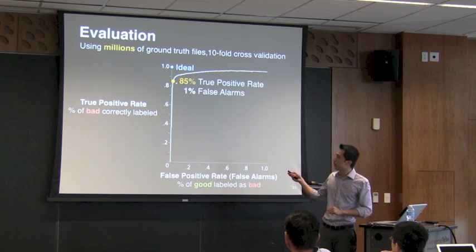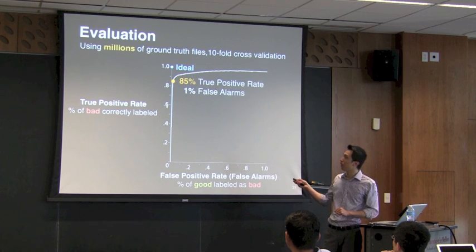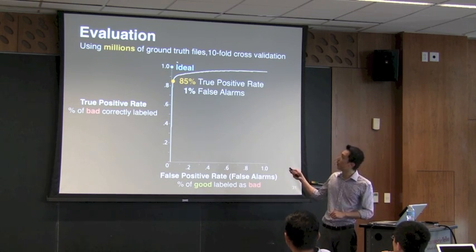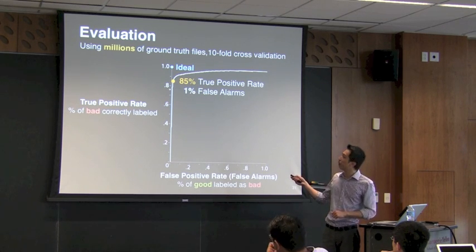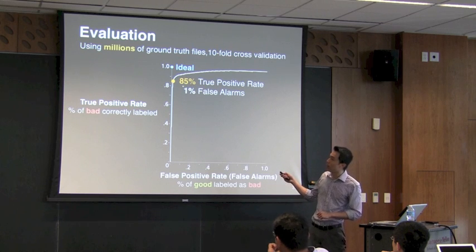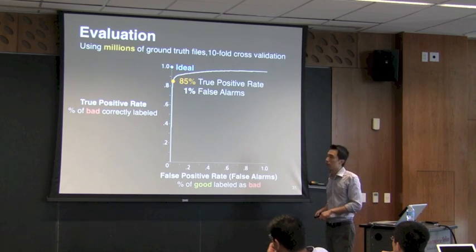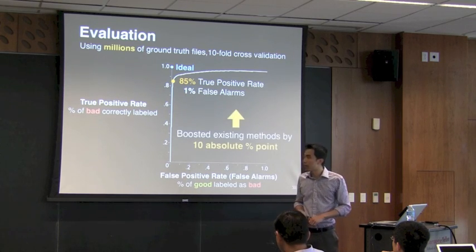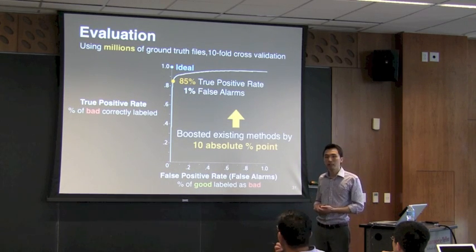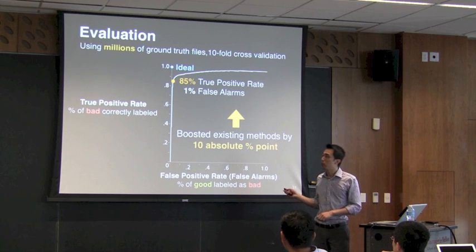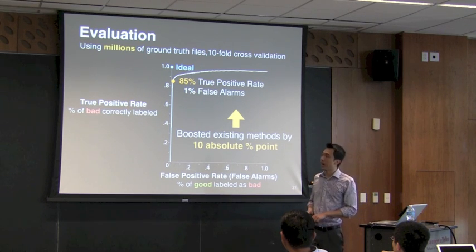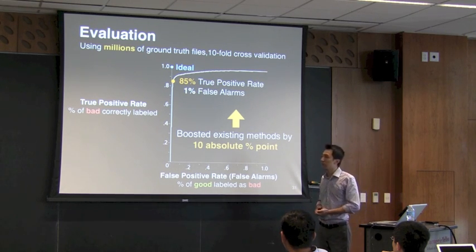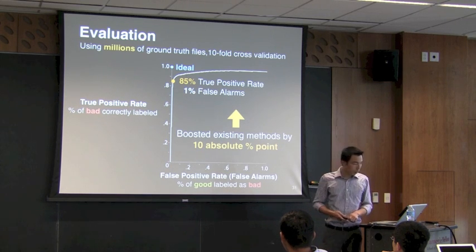And the y-axis here is the true positive rate. So how many bad files are correctly identified as bad? So ideally we want it to be here: no false alarm and every bad file is correctly identified. For Polonium, that's about 85% true positive rate and 1% false alarm rate. So it's very good. And even better is that when it's used with the many other technologies that Symantec is using to detect malware, it can boost those methods' detection rate by 10 absolute points. So that's a really, really significant boost.